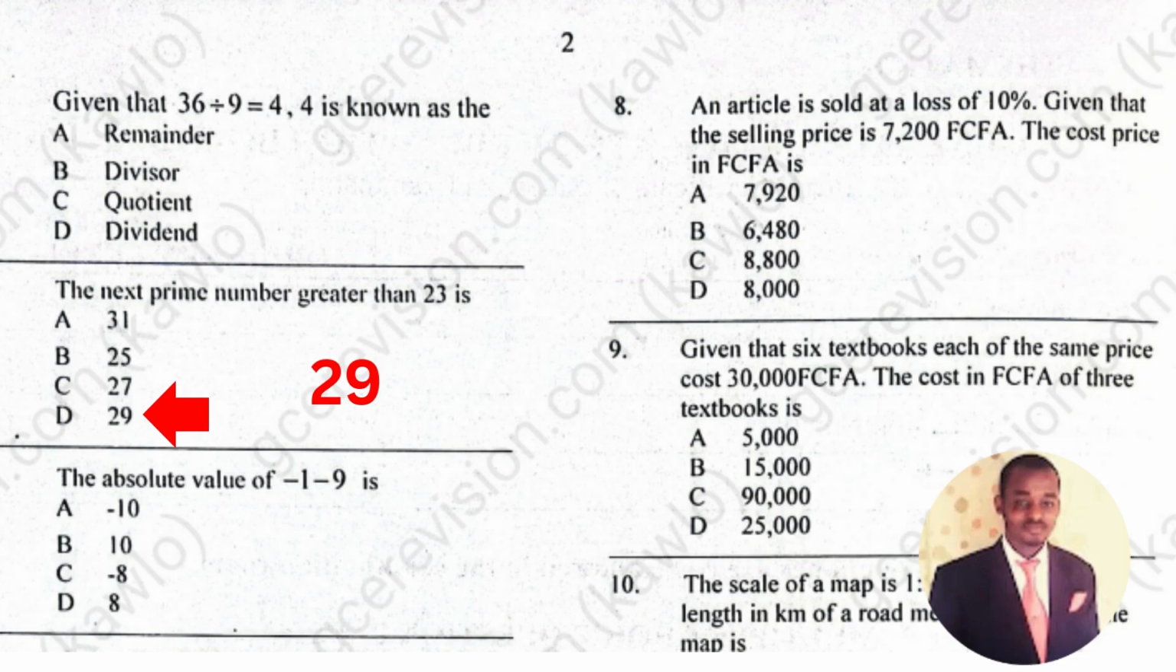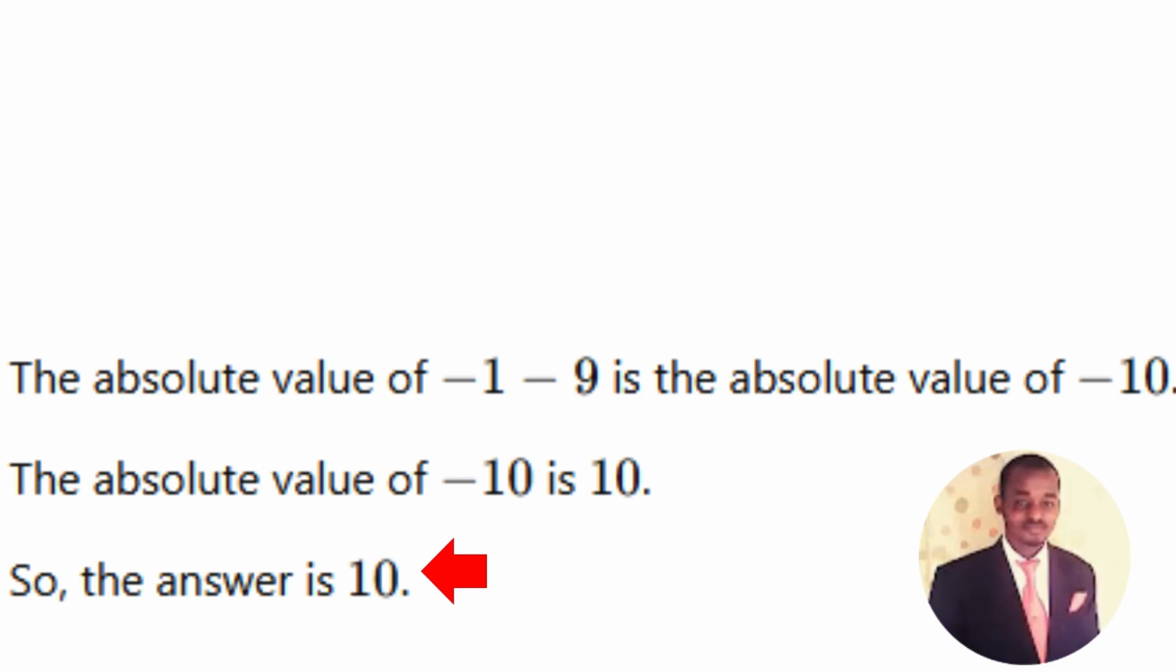We can look at it from here, which is 10. So let's see how we come about the 10. The absolute value of minus 1 minus 9 is the absolute value of minus 10. The absolute value of minus 10 is 10 because minus gives plus. And so the answer is 10.